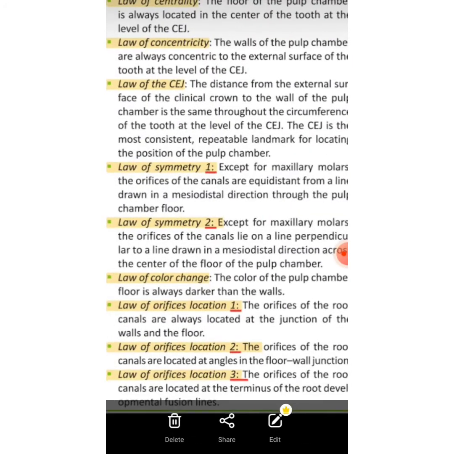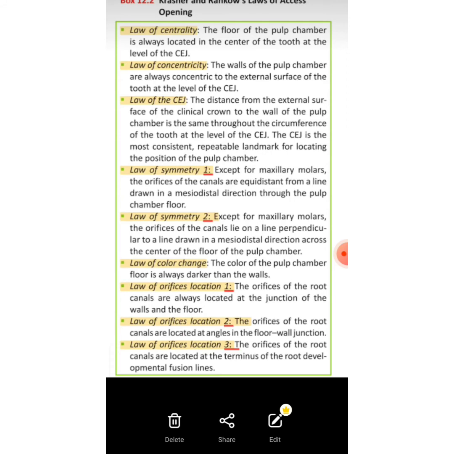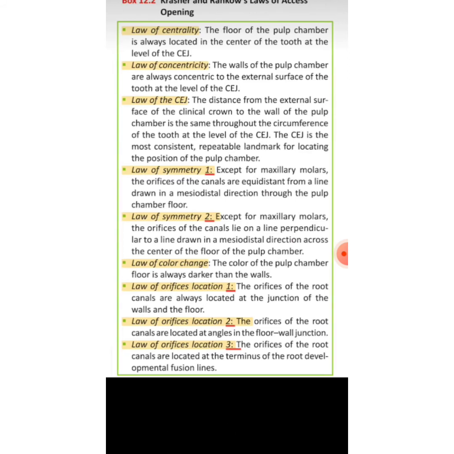Then comes the law of CEJ. This is basically related to the law of concentricity, but what we have to note here is that the CEJ is the most consistent repeatable landmark for locating the position of the pulp chamber. See, the distance from the external surface of the clinical crown to the walls of the pulp chamber is same throughout the circumference of the tooth. This is what concentricity is at the level of CEJ. But where is it concentric? It is concentric at the level of CEJ. So the CEJ is the most consistent repeatable landmark for locating the position of the pulp chamber.